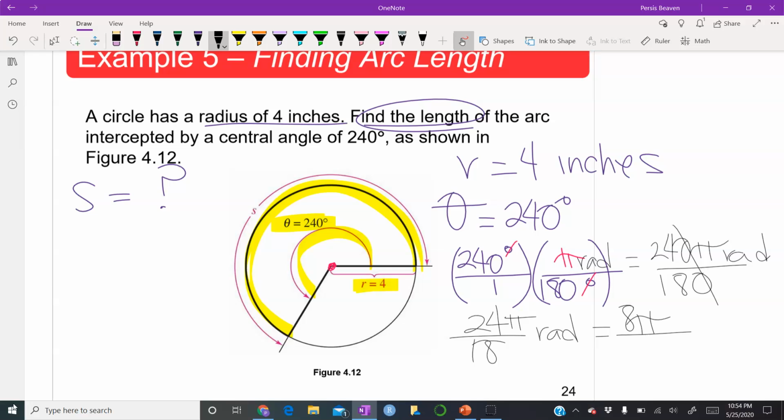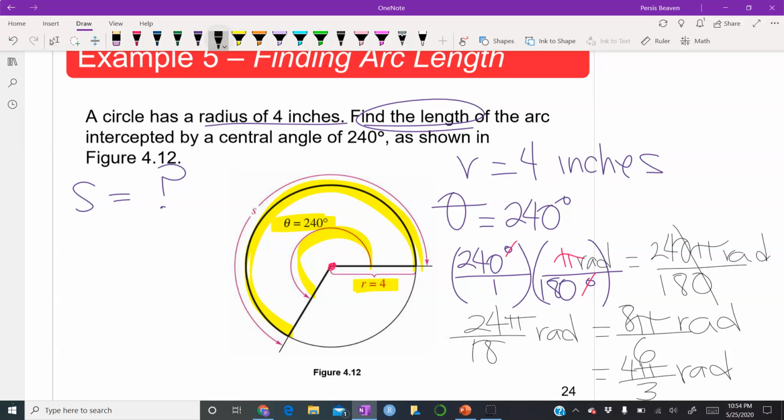And 18 divided by 3 is 6. Oh, and now we can recognize both numbers are divisible by 2. So 8 divided by 2 is a 4, but let's not forget pi. And 6 divided by 2 is a 3. So that will be the angle measurement.